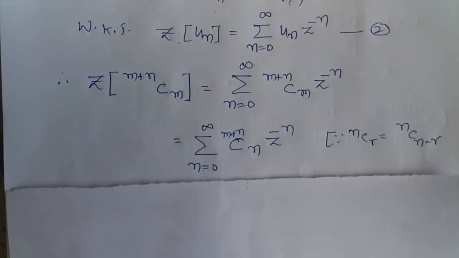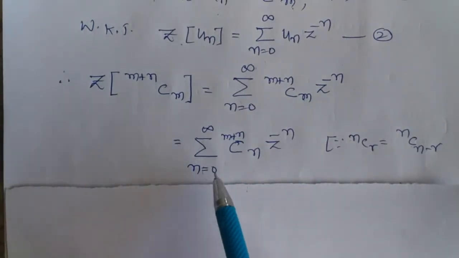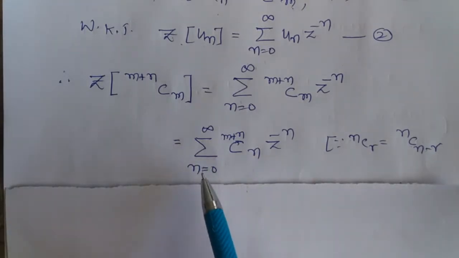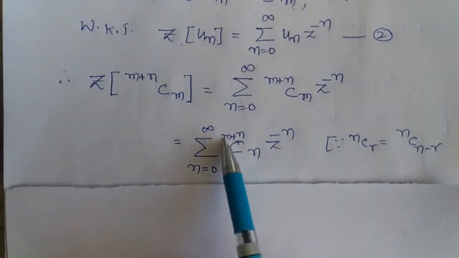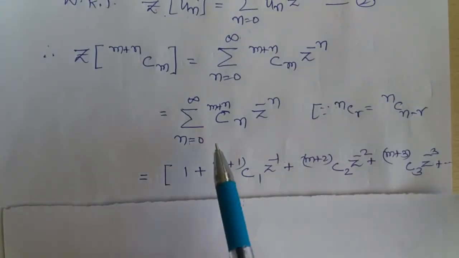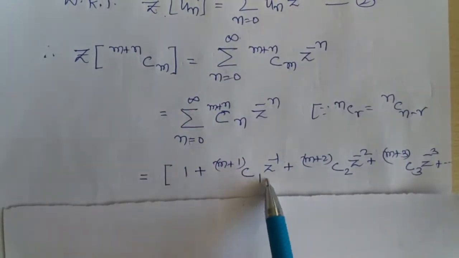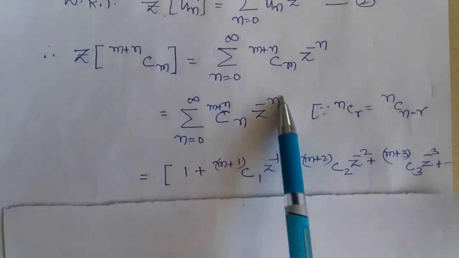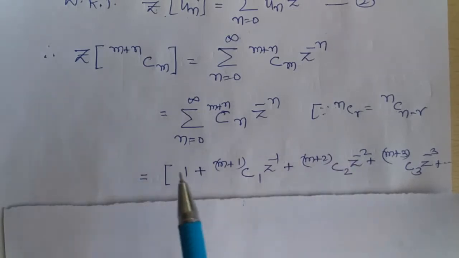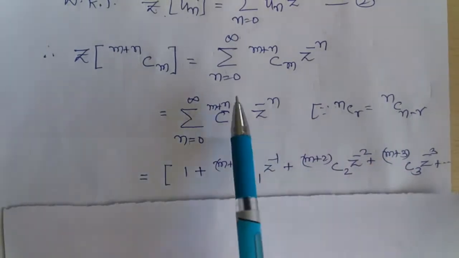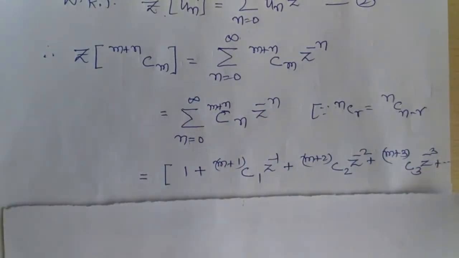Now putting the values of n as 0, 1, 2, 3 and so on, we expand this summation. Then for n equal to 0 we get mC0 which is 1 and z power 0 is 1, so we get 1, plus for n equal to 1 we get (m+1)C1 z inverse, plus for n equal to 2 we get (m+2)C2 z power minus 2, plus for n equal to 3 we get (m+3)C3 into z power minus 3 plus so on.